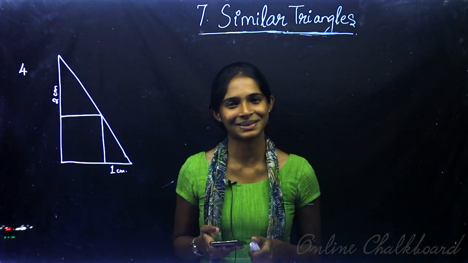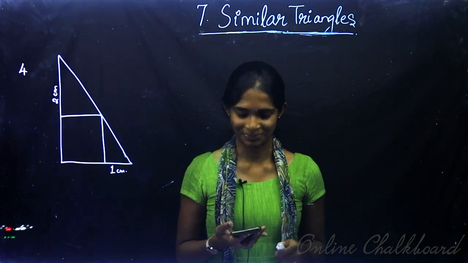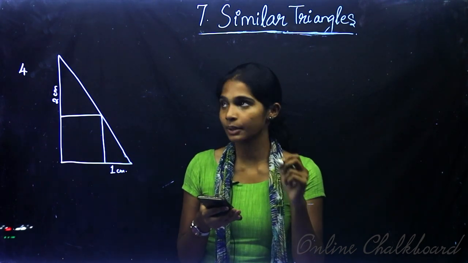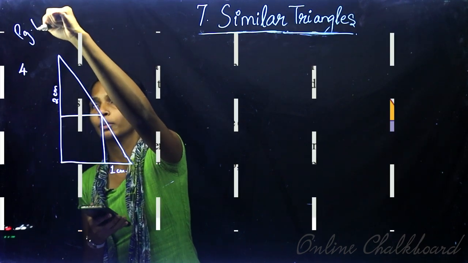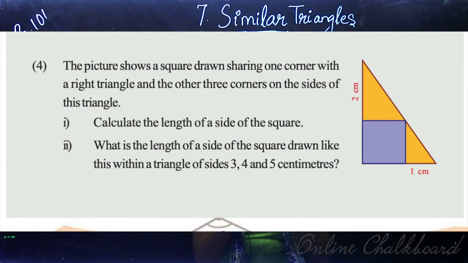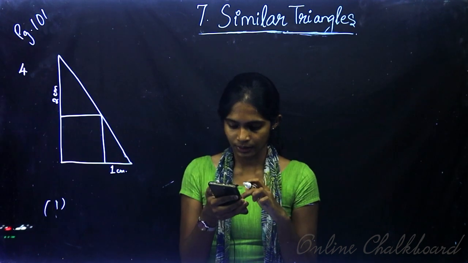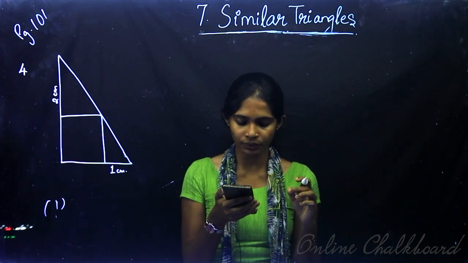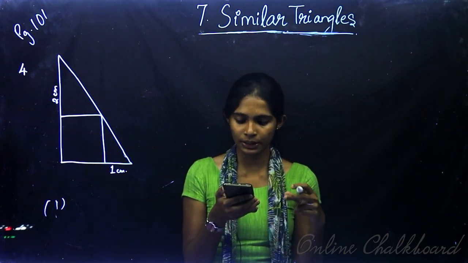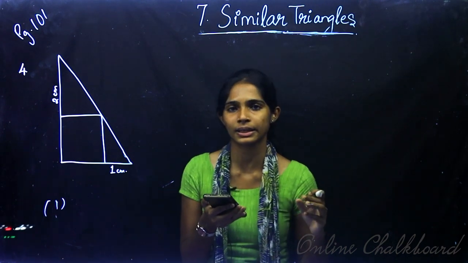So, let's start. Question number 4. This is page 101, you have a soft copy. So the question is this. The picture shows a square drawn sharing one corner with a right triangle and the other three corners on the sides of this triangle. First part is, calculate the length of a side of the square. Second part is, what is the length of the side of the square drawn like this within a triangle of sides 3, 4 and 5 centimeters?